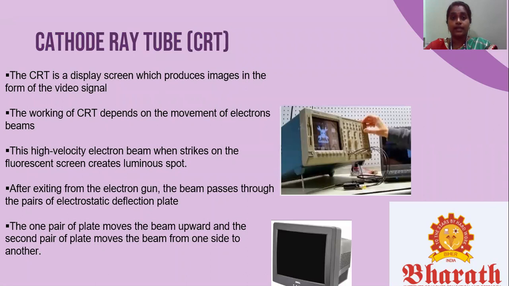Now the next is the cathode ray tube, CRT. The cathode ray tube is a display screen which produces images in the form of video signals. It is a type of vacuum tube which displays images when the electron beam from the electron gun strikes the phosphorescent surface. In other words, the CRT generates the beam, accelerates it at high velocity and deflects it, creating the images on the phosphor screen so that the beam becomes visible.